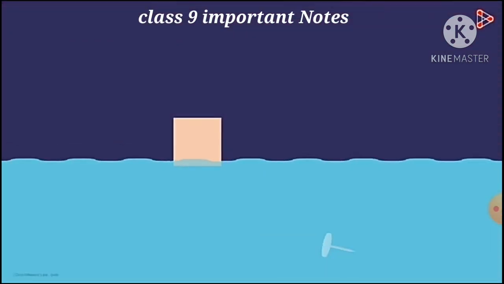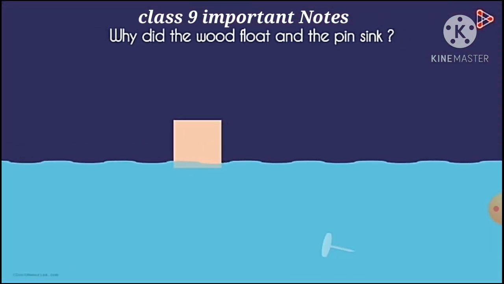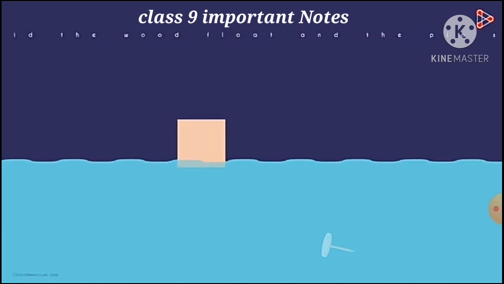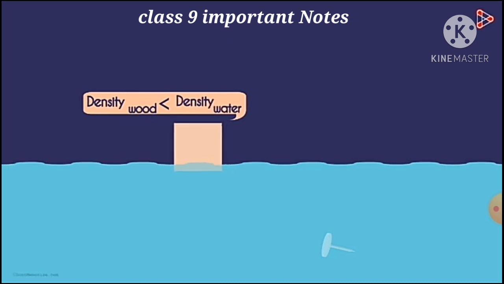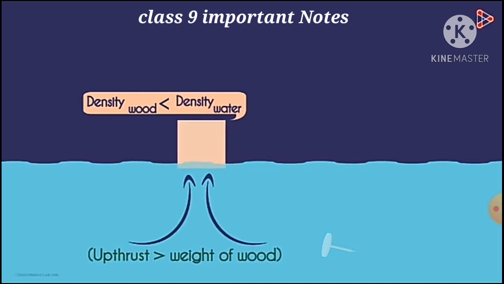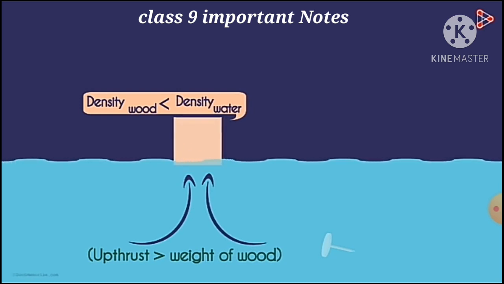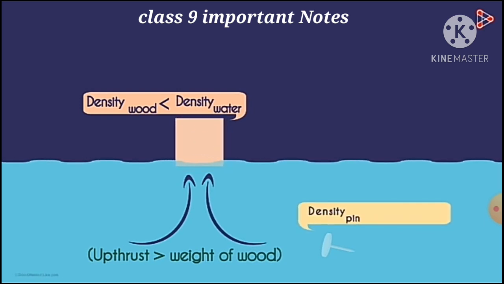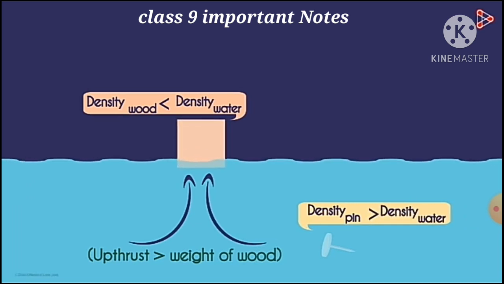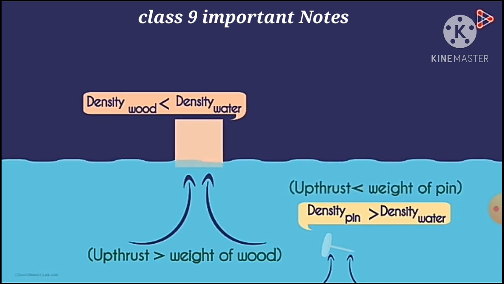Coming back to our example, why did the wood float and the pin sink? The wood floated on water because the density of the wood is lesser than the density of water. Hence, the upthrust of water on the wood is greater than the weight of the wood. Hence, it floated. But the density of a metal pin is more than the density of water. Though it looks tiny, there's more mass per unit volume within it as compared to water. Hence, the upthrust of water on the pin is less than the weight of the pin.